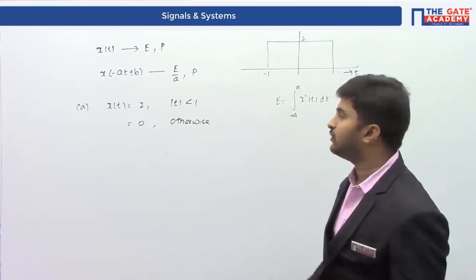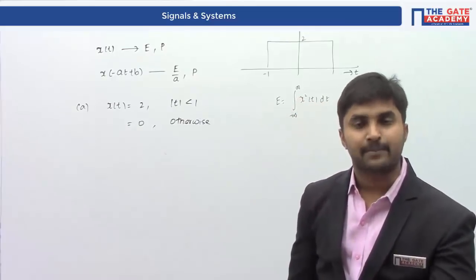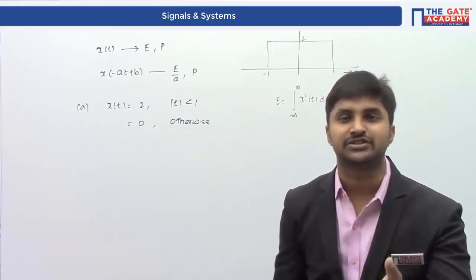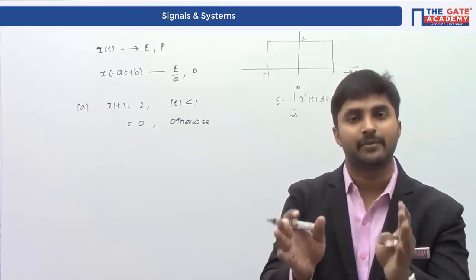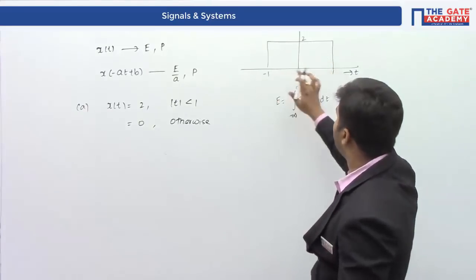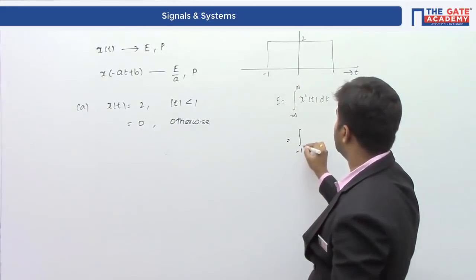In the general formula you will have a mod also: the integral of mod of x of t whole square dt. But mod is applicable or required only in the complex valued signal. In the case of a real valued signal, there is no significance of keeping a mod. So x of t square, and we know the signal is only between minus 1 and 1. In the rest part it's going to be 0. So therefore I will take it from minus 1 to 1.